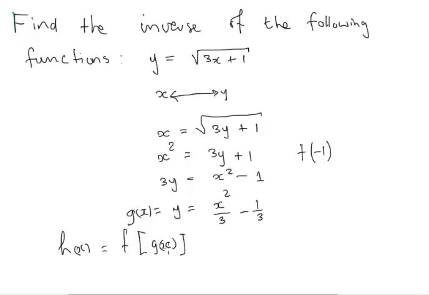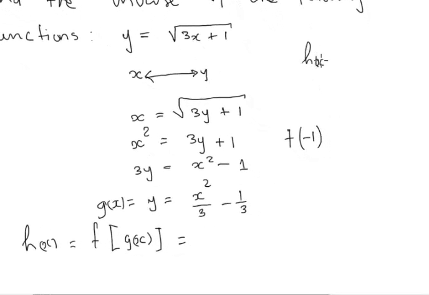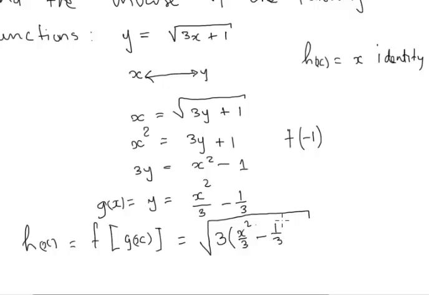This g of x is going to be the argument of f of x. Where is our f of x? It's here. We want to see whether we get h of x equal to x, which means it is an identity function. So we apply f, which says square root of, and wherever x is we put g. What is g? g is x squared over 3 minus 1 over 3, close the bracket, and then plus 1.